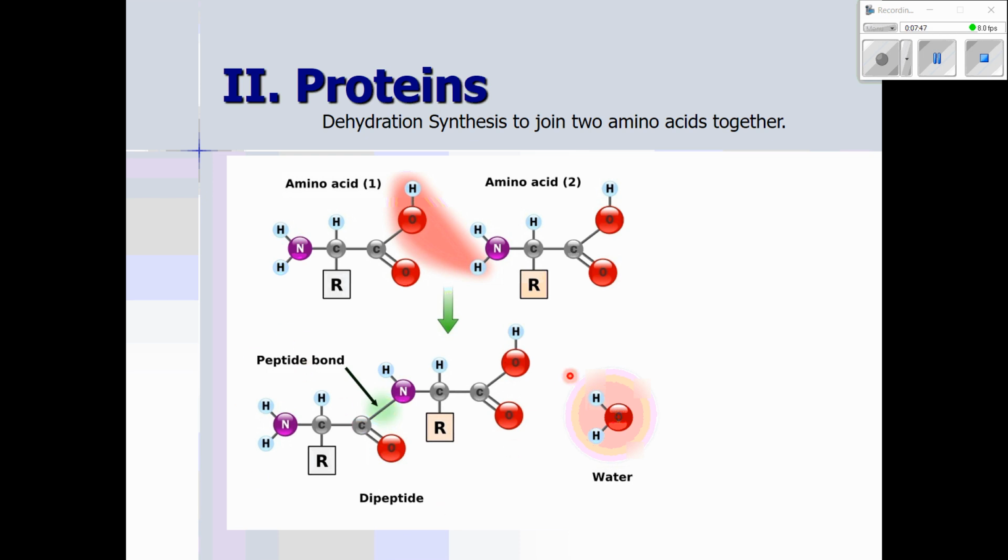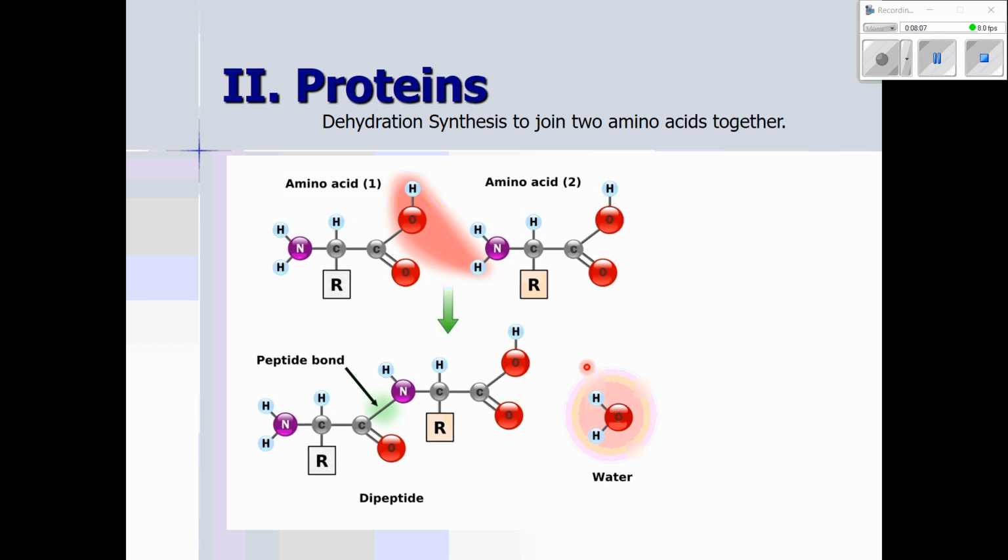And this molecule is no longer a single amino acid. It's two amino acids bonded together by a peptide bond. We call that a dipeptide. Dipeptide is two amino acids bonded together.